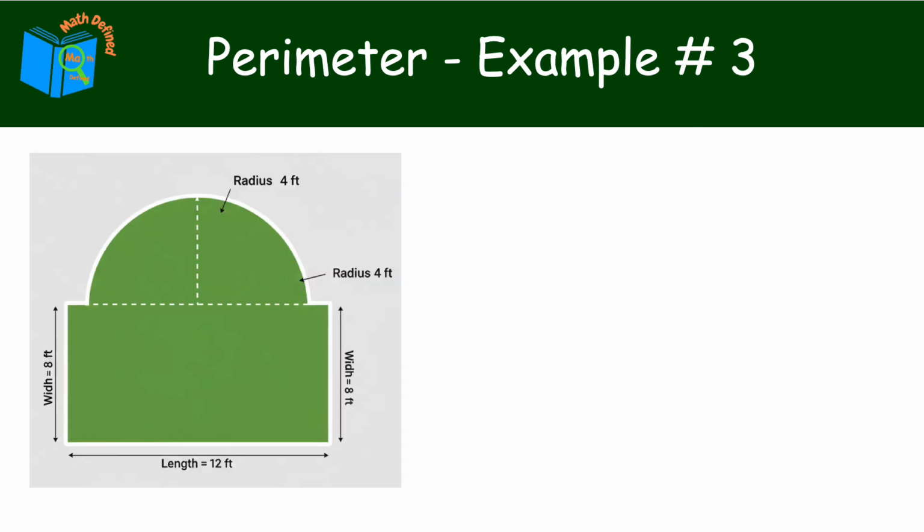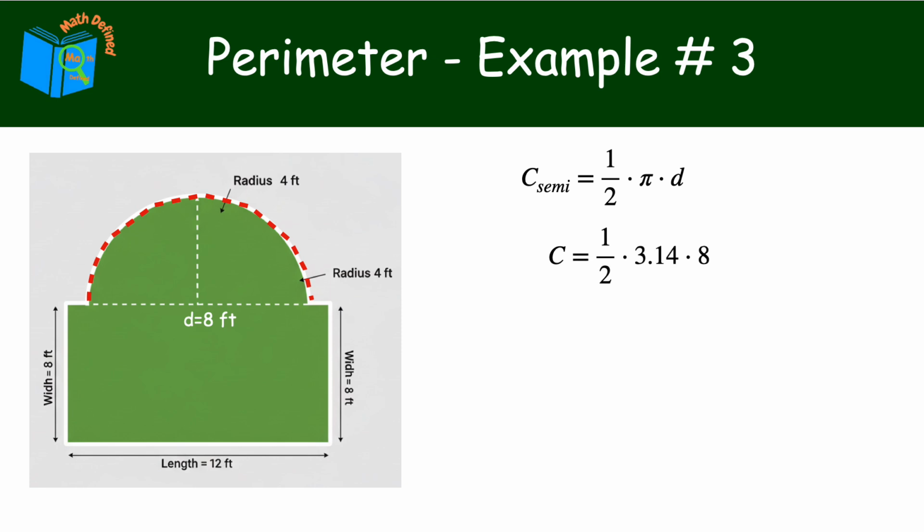Let's try one more. This time the figure is made from a rectangle and a semicircle. Let's find the length of the semicircle's arc first. We'll use the formula to find the circumference of a semicircle. We'll use 3.14 for pi, but we need to determine the diameter first. The radius is 4 feet, so to find the diameter, we just double the radius to get the diameter as 8 feet. Plugging these numbers into the formula, we have 1/2 times 3.14 times 8.